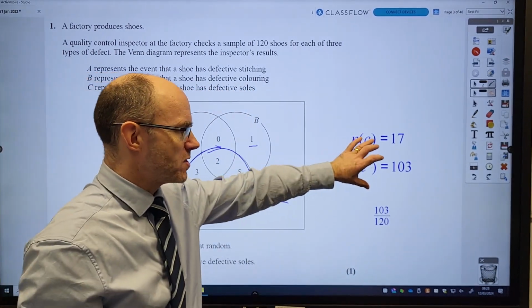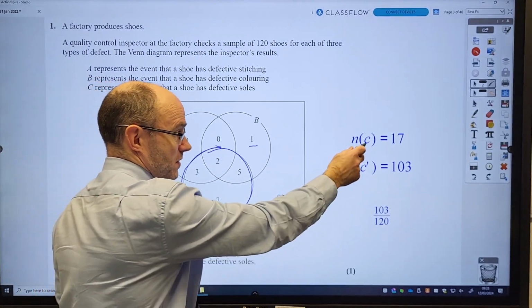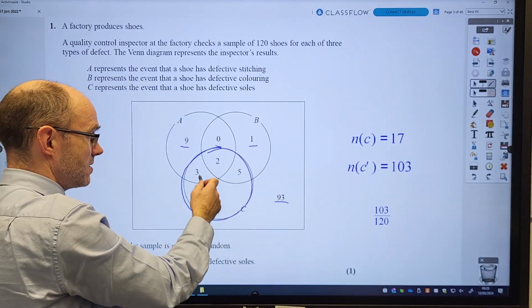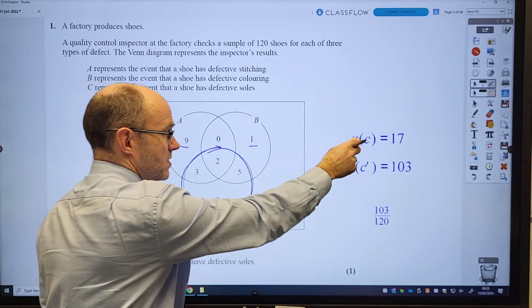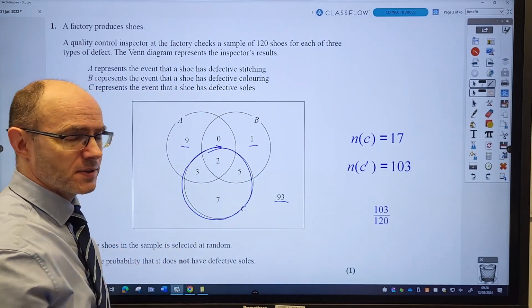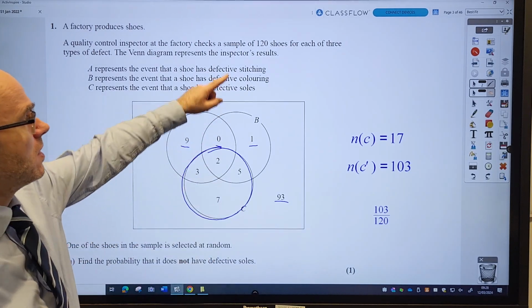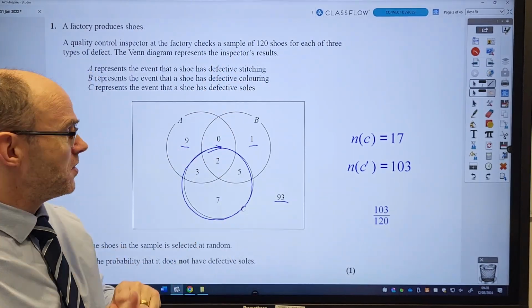Just in terms of notation, the n(C) means the number that have defective soles. So the number in C is 3 plus 2 plus 5 plus 7, which is 17. And then the number that is not in C is 103. Your answer needs to be a probability, so 103 out of 120. So that's the first part done.